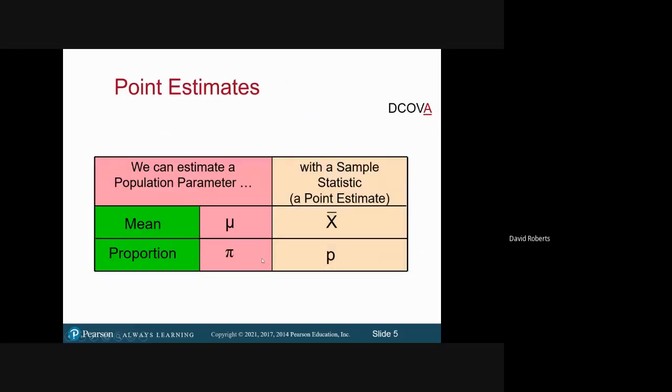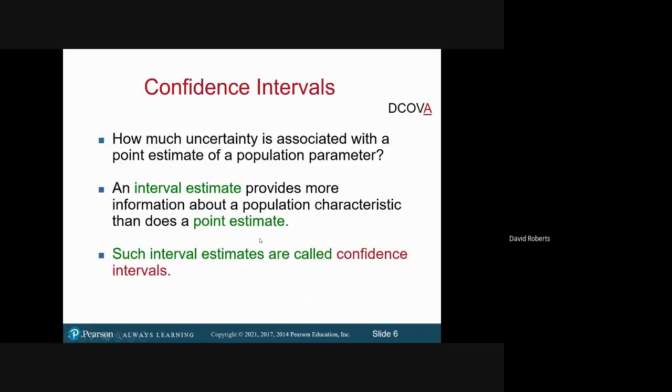So in this particular case, when you have a mean, we're going to use X bar, which is the mean of the sample. And when you have proportion, we're going to use the p-value, and z-scores. But the software will take care of that if we do it properly. So this gives us, as you can see, an interval estimate. And these interval estimates are called confidence intervals.